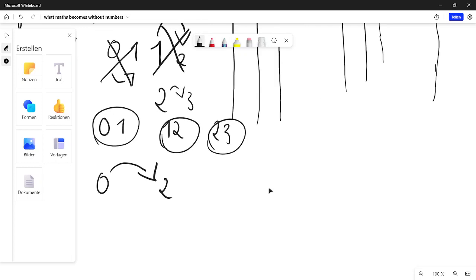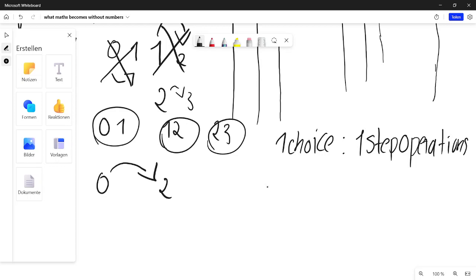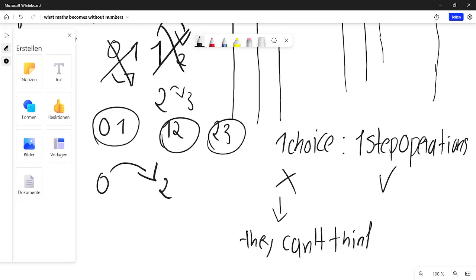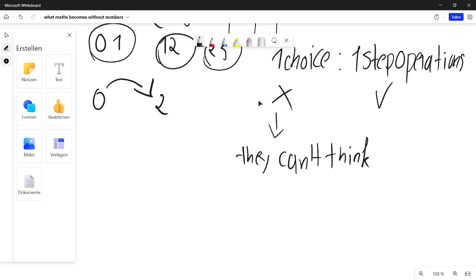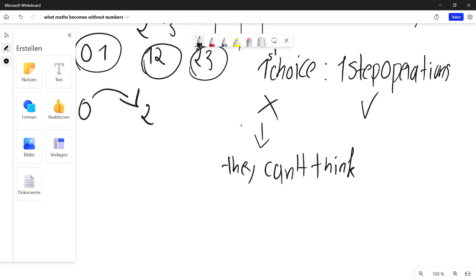I think those people, if we conceive that procedure, because you see, we have actually one choice: one step operations are possible or impossible. If we have that, we can't think. So one step operations should be possible. First choice, second choice: composition.